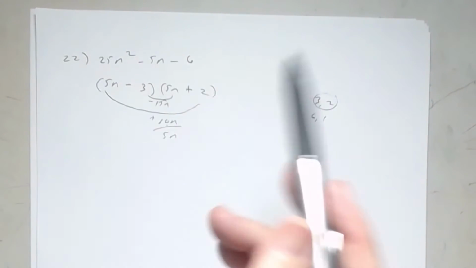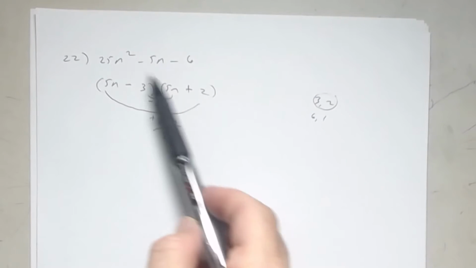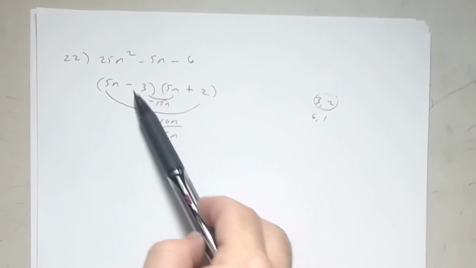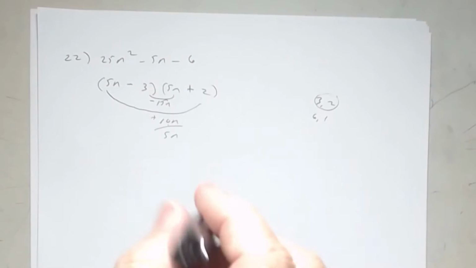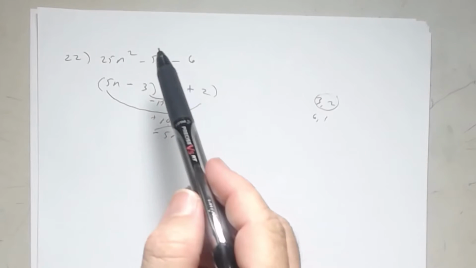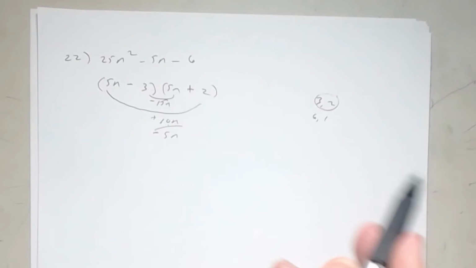You would check in your mind. You would say 5n times 5n is 25n squared. The outer is 10n. The inner is negative 15n. When I add them up, I get a negative 5n, which is what you wanted. And a negative 3 times a positive 2 is a negative 6.